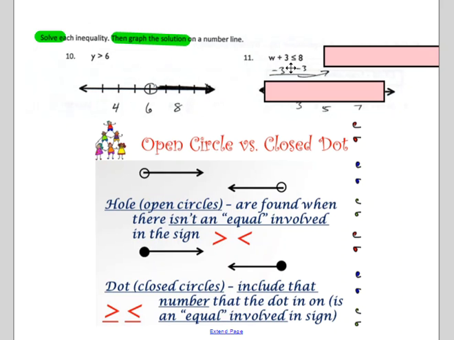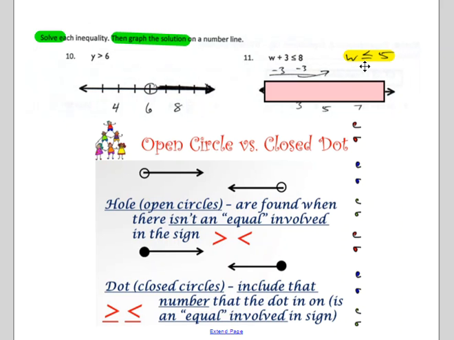Number 11, now we got to solve this first. Okay, we want to get the variable by itself. Like over here, the variable was by itself, so we didn't have to solve that one. We just had to graph it. Well, this one, we got to solve it first. Just like those inequalities on the first 4 problems, we want to get the variable by itself. So we're going to subtract 3 from both sides. That leads us to this right here. And that is really what we want to graph.